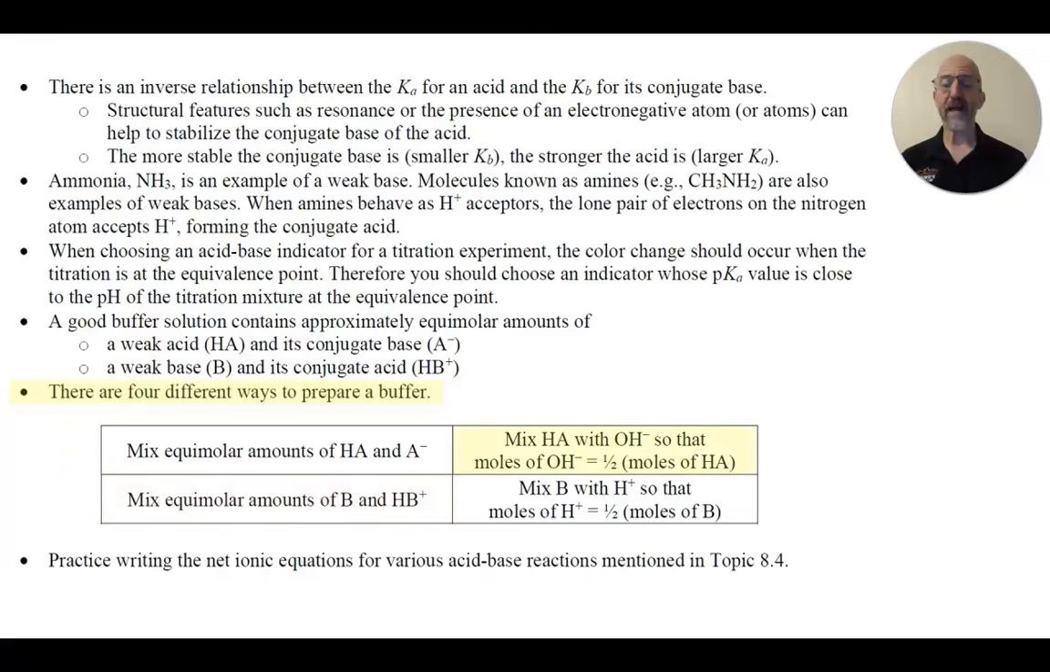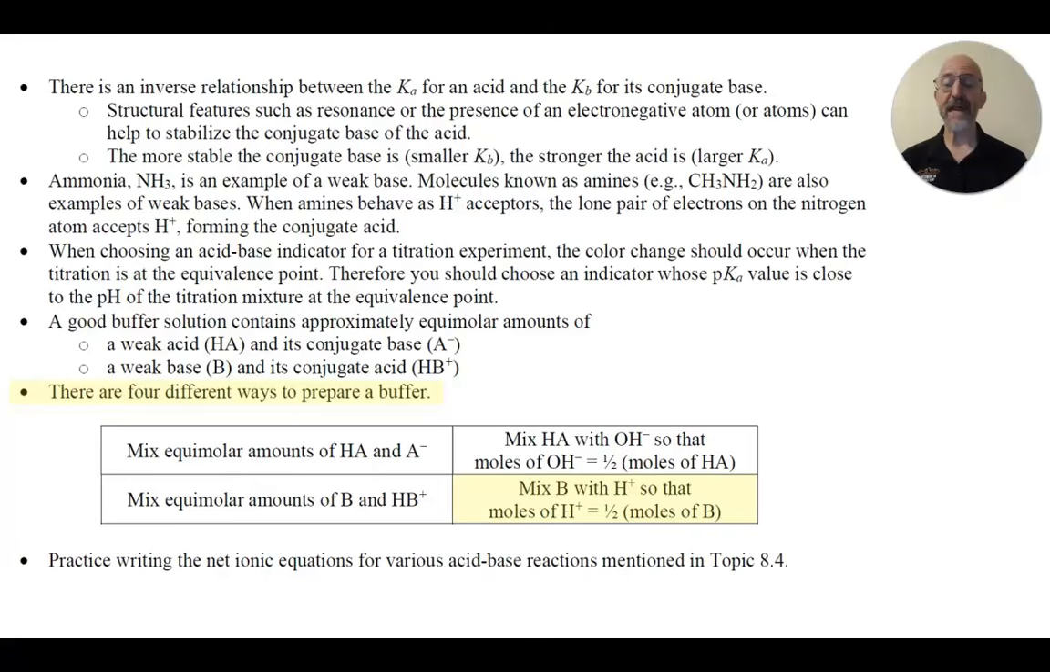You could mix the weak acid with a strong base, hydroxide, so that the moles of hydroxide is half the number of moles of the weak acid. Again, the so-called half equivalence point method. You could do a similar thing with a weak base. You could mix a weak base, B, with a strong acid, H+, so that the moles of the strong acid are half the number of moles of the weak base. Again, the half equivalence point method.